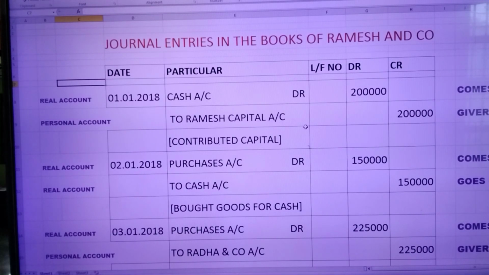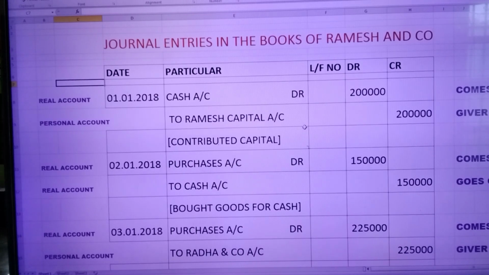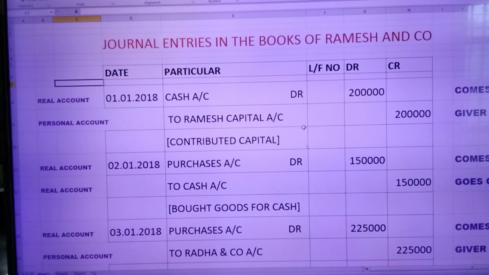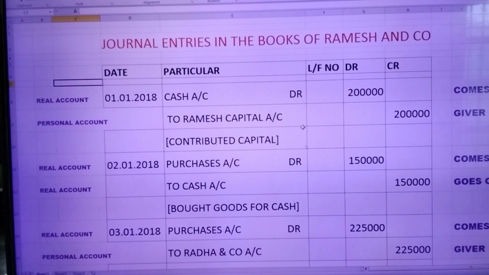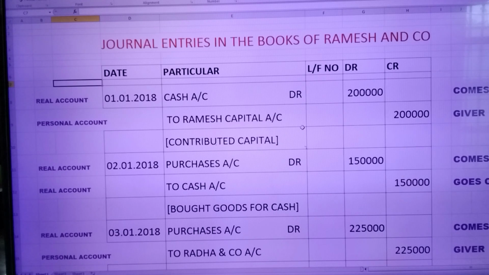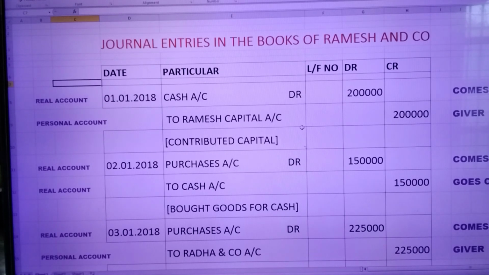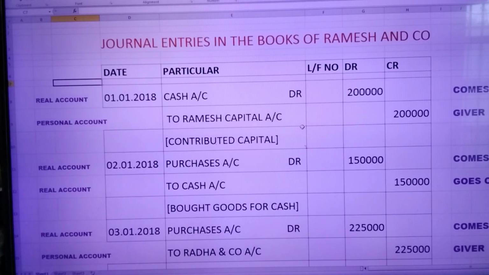Now for this problem, I have taken only 10 transactions. We have to pass journal entries in the books of Ramesh and Co. So it should be clearly mentioned that it is Ramesh's particular business. That's why we can pass the journal entry. If journal entries are merely passed without this, it is meaningless. From the point of view of Ramesh and Co. only, we have to view all the transactions. Okay, first transaction is commence business with capital of rupees 2 lakhs.